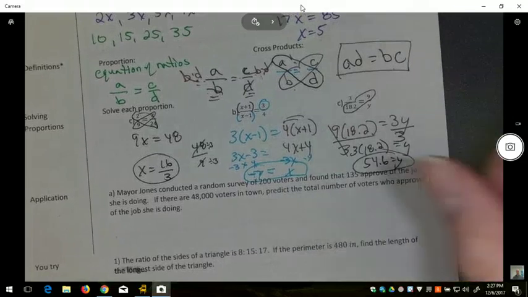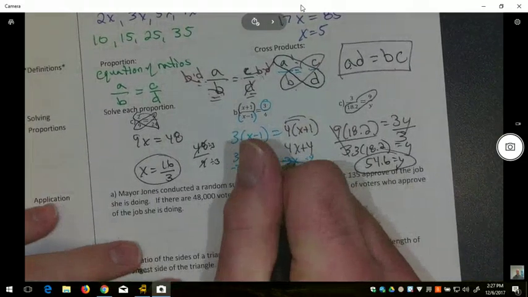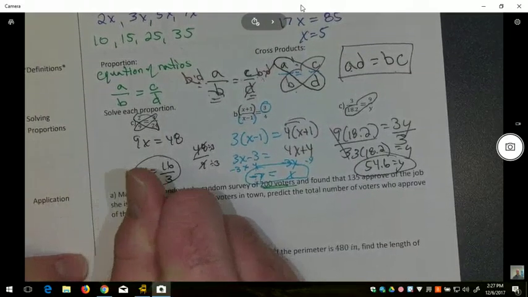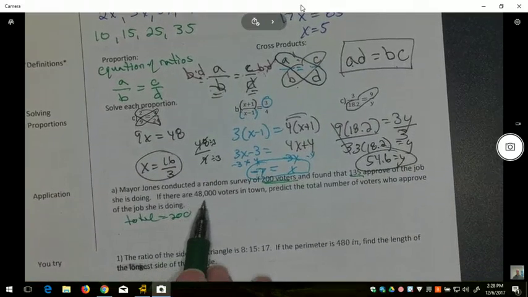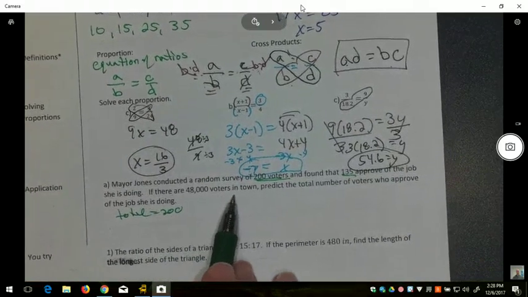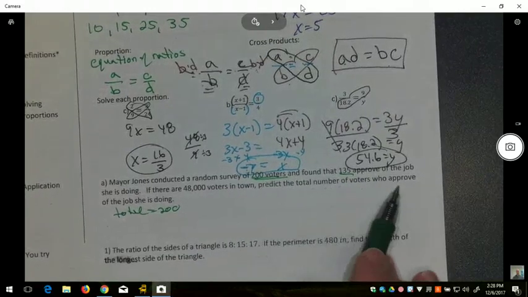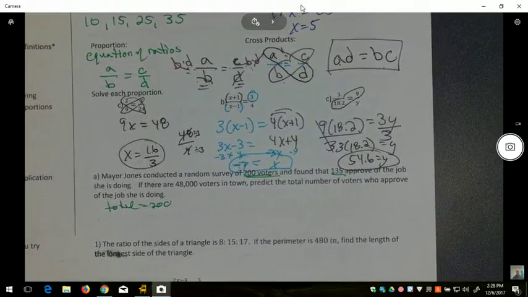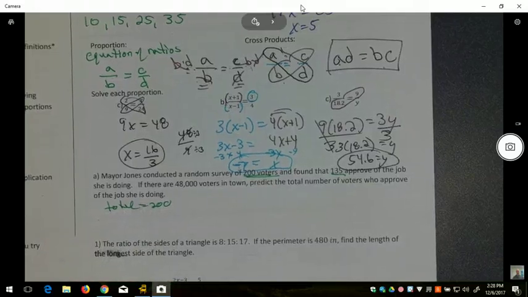Mayor Jones conducted a random survey of 200 voters, so that is our total. Found that 135 approved of the job she is doing. If there are 48,000 voters in a town, using this poll, we're going to determine the total number of voters who approve of the job she is doing. Now, this is a very simplistic model, but it does use ratio and proportion to do this type of thing all the time when we poll.